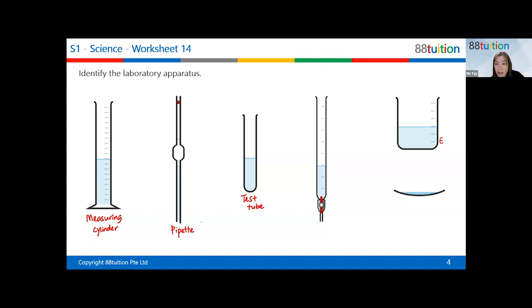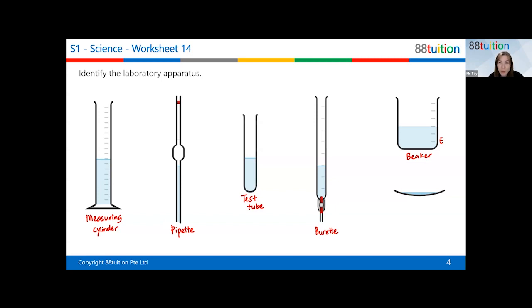And then Heidi, do you know the fourth one? It's a burette. That's right. And the last one over here, below this beaker that Evan has identified. Last one.